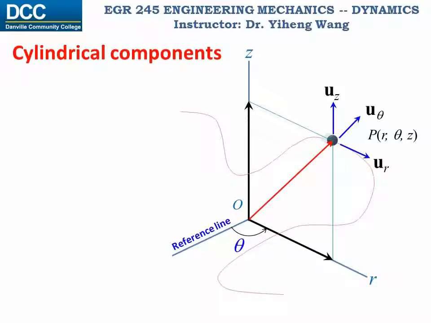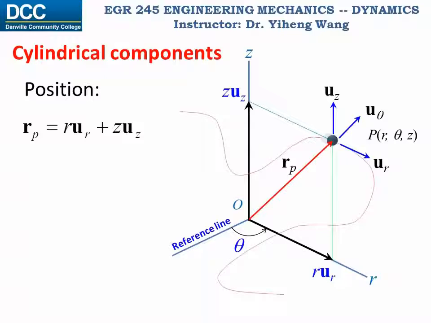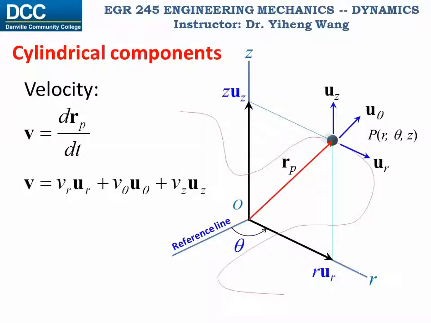And the position of this particle, again, is represented by a position vector from the origin point O to the location of this particle. And it is the sum of the 2 vectors, r u_r along the r direction and z u_z along the z direction. And the velocity represented in the three-dimensional cylindrical coordinate system is still defined as the derivative of the position vector with respect to time. It has 3 components along the r, theta, and z direction respectively.